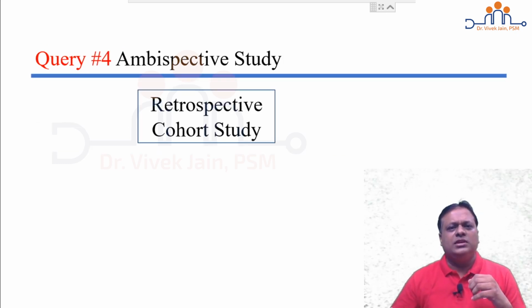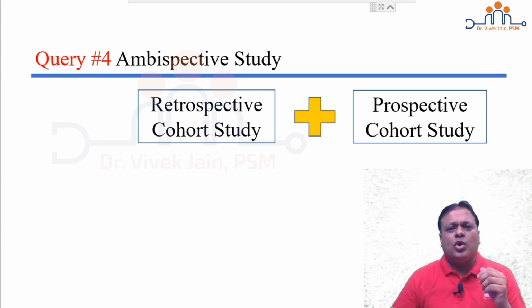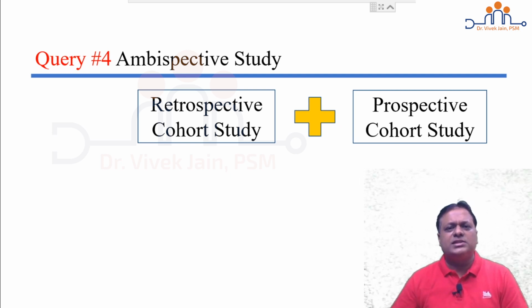Now friends, we have discussed retrospective cohort study. We have discussed prospective cohort study. Ambispective, ambi means both. Actually, a combination of both is known as an ambidirectional cohort study. Now, how it is undertaken, the design you have to understand. Suppose I know a retrospective cohort study is better than a prospective cohort study because it will save my 15 years, plus it will give me more accurate relative risk. So I am going to undertake a retrospective cohort study design.